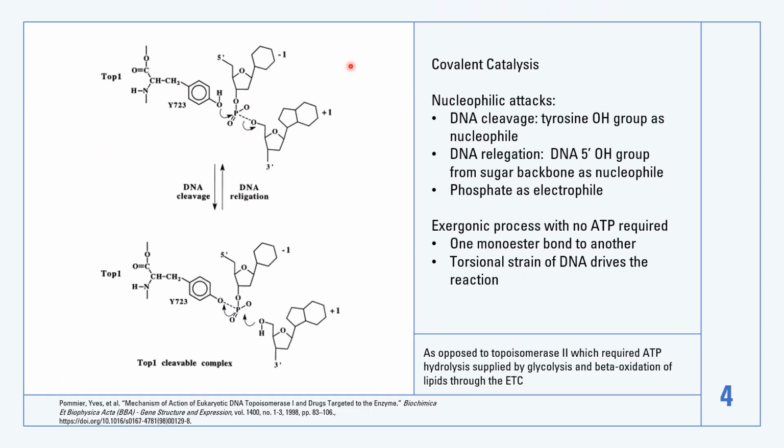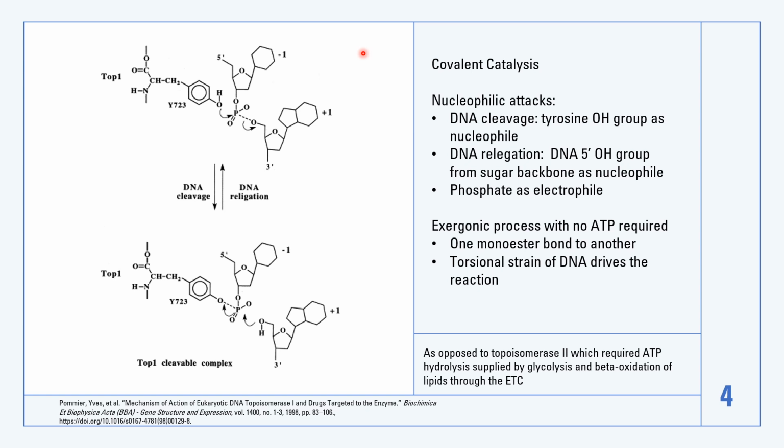Looking at the active site closely, this is the general mechanism that cleaves one strand of the DNA through its sugar phosphate backbone. The reaction involves covalent catalysis with the hydroxyl groups of the respective topoisomerase tyrosine and the sugar 5' alcohol as nucleophiles and the phosphate as an electrophile being nucleophilically attacked.